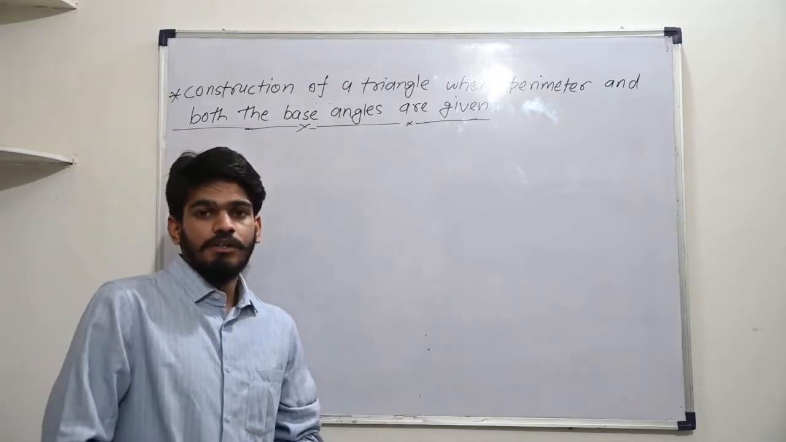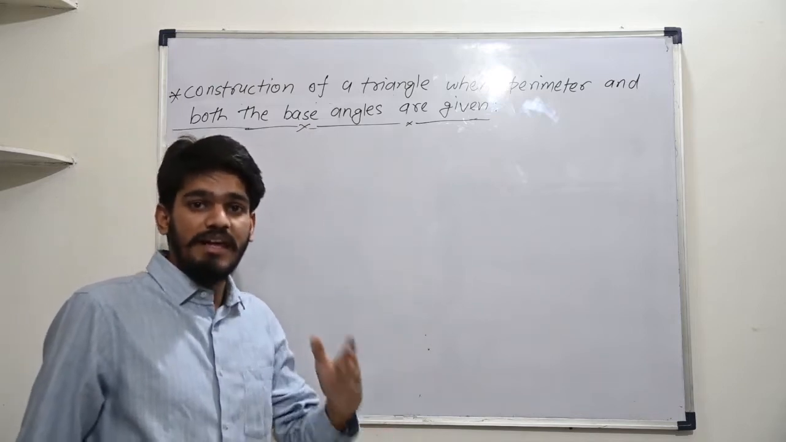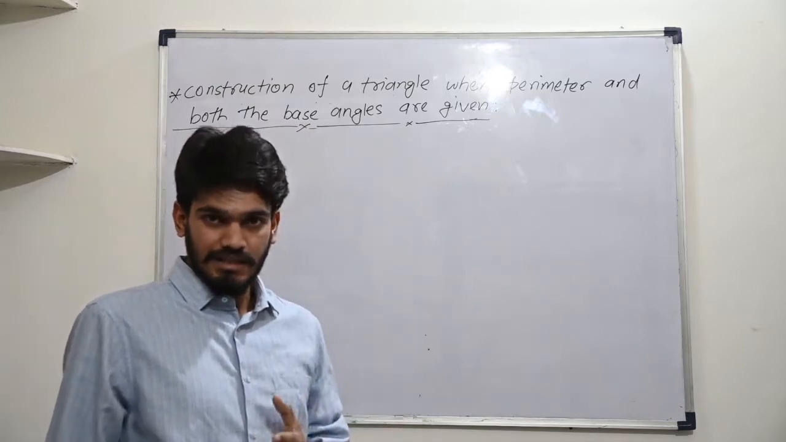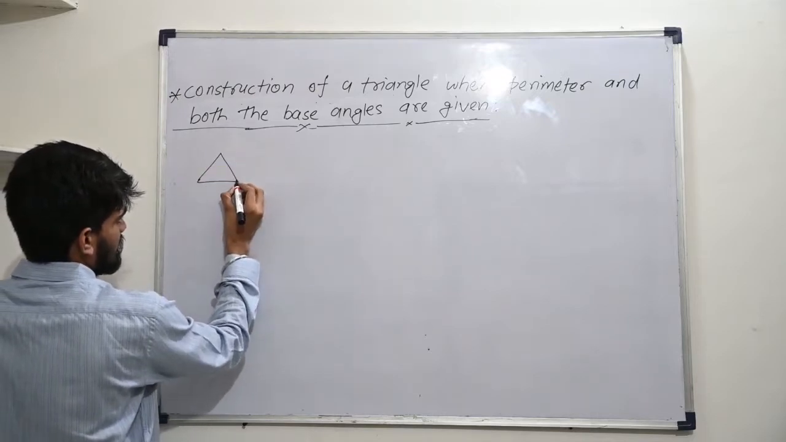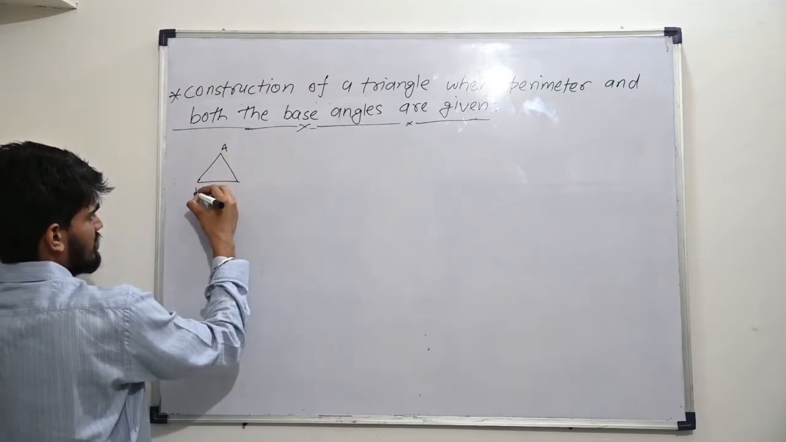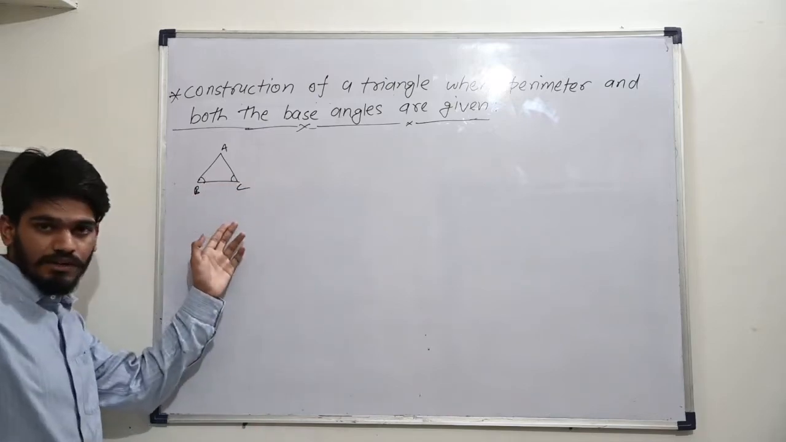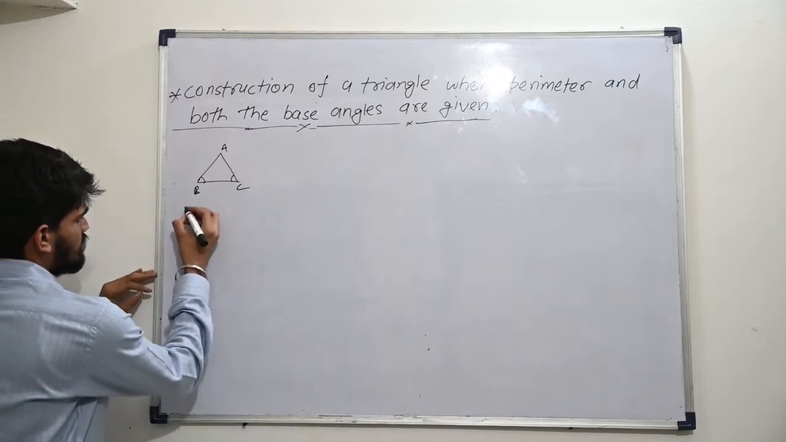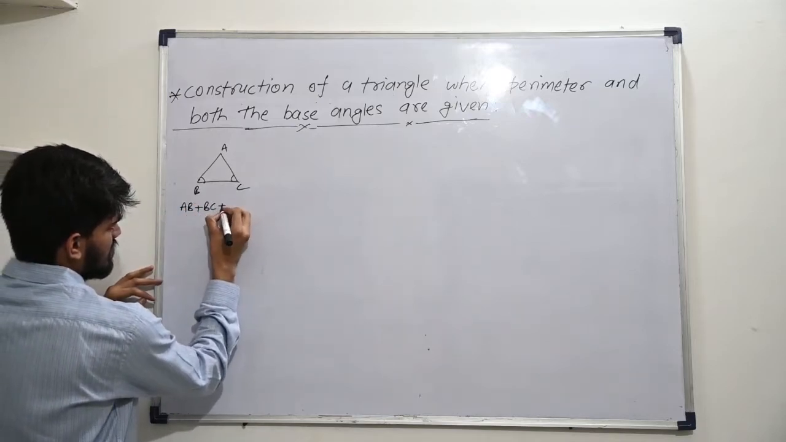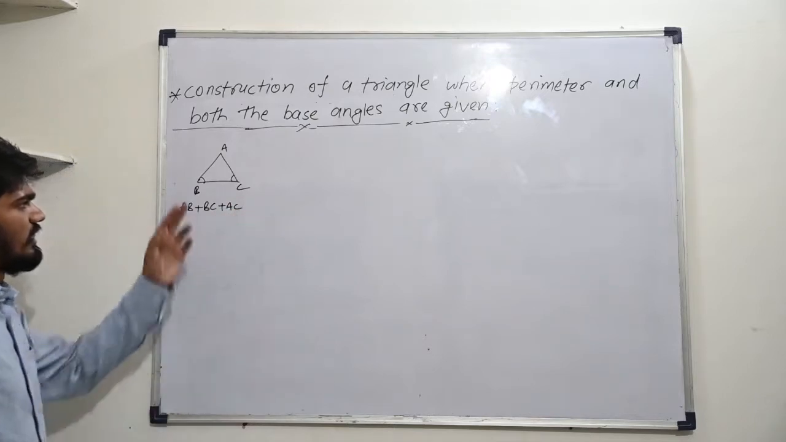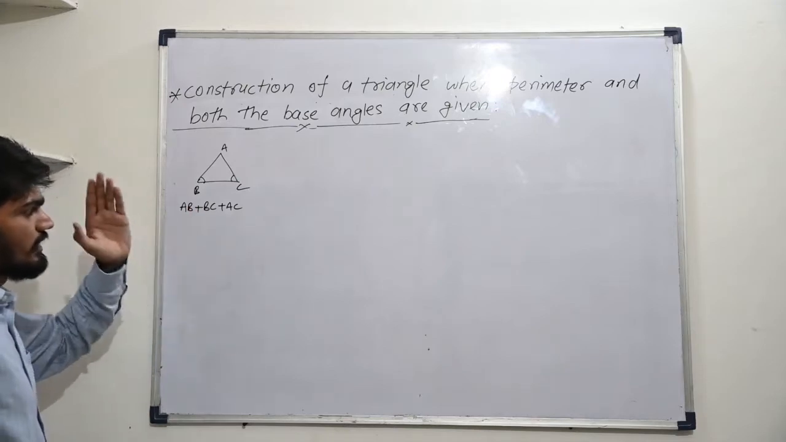Hi everyone, today we are going to discuss how to construct a triangle when the perimeter and both of the base angles are given. So let's suppose we have a triangle ABC. This is a rough diagram I am making. Angle B and C are given, as well as the sum of the sides AB plus BC plus AC. That is also given, which is the perimeter of this triangle. So these are the given information.